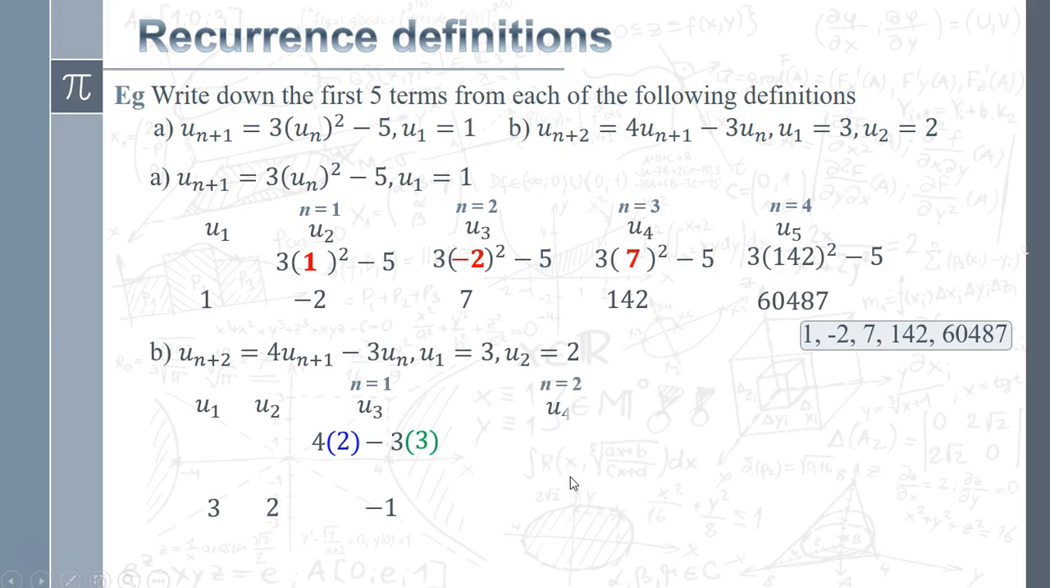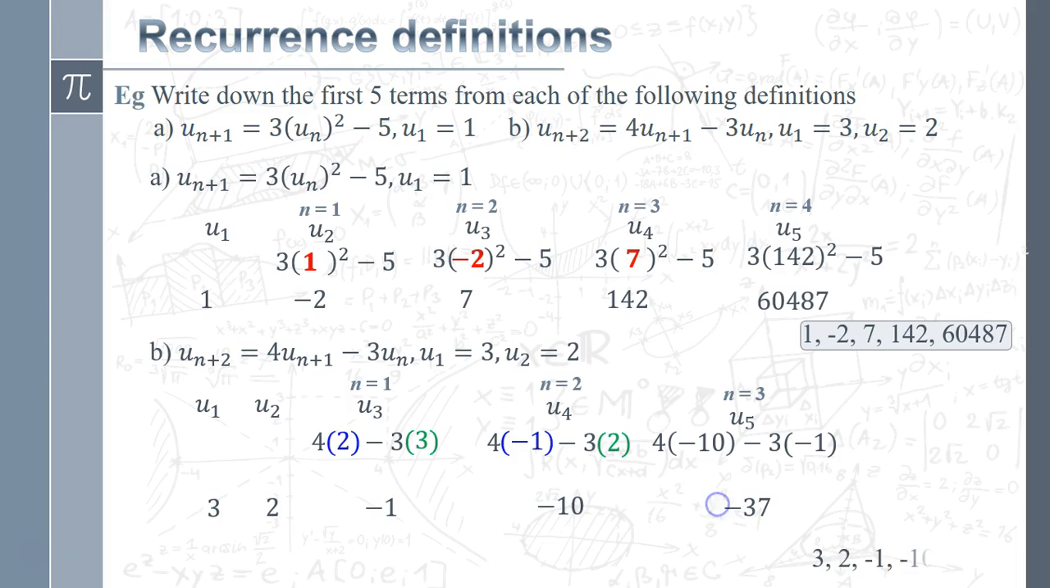So on we go to the next one, u4, which is when n is worth 2. Hopefully you can see if n is worth 2, that's why this bit here, u_{n+2}, becomes u4. And so we simply need 4 lots of u3 minus 3 lots of u2. There they go. And that leaves us with minus 10. And then the 5th term in the series is simply going to be 4 times minus 10 minus 3 times minus 1, and that gives us minus 37. And so there are the first 5 terms in that series.